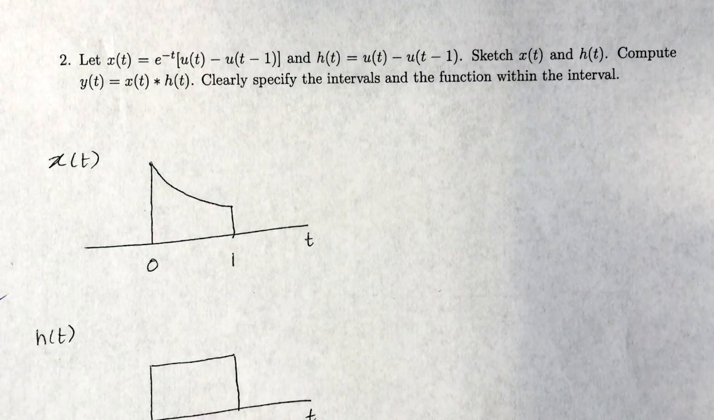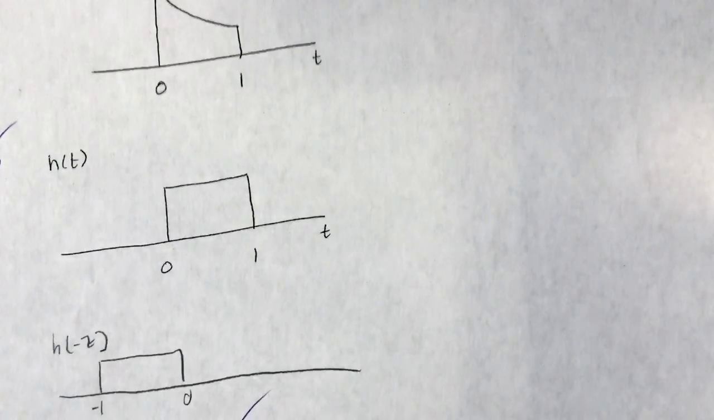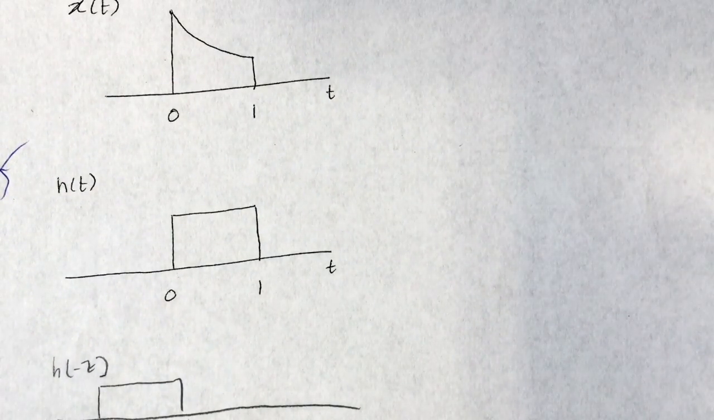Alright, so now question 2, another convolution one. X of t is given by that function, e to the negative t times a sum of unit step functions, and h of t is equal to a sum of unit step functions. And then y of t is defined by the convolution of x of t and h of t. We would like to specify the intervals and the function within the intervals. So we don't have to sketch it, we just have to compute the intervals and find out the function within those intervals.